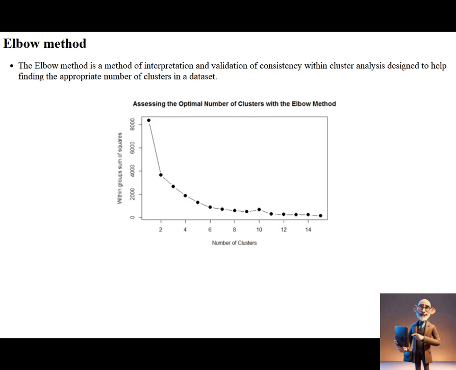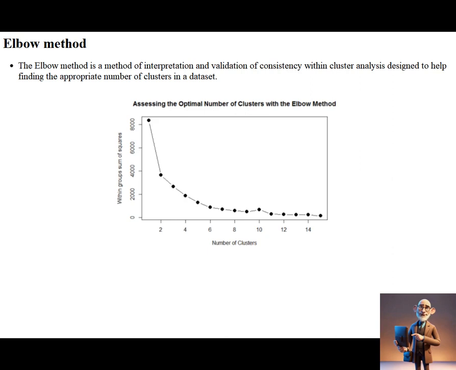Let's delve into a powerful technique known as the elbow method, a valuable tool in the world of cluster analysis. The elbow method is designed to help us determine the most appropriate number of clusters in a dataset, providing a visual and intuitive way to interpret and validate the consistency within our clustering results. Imagine you're faced with the challenge of determining the optimal number of clusters for your data. The elbow method comes to the rescue, offering a systematic approach to finding that sweet spot.